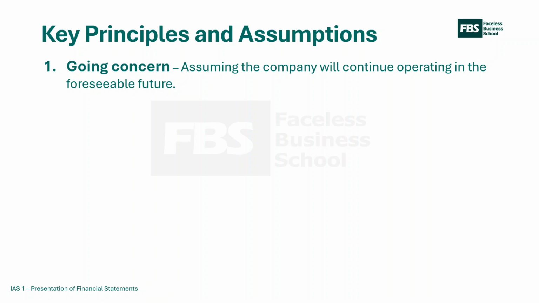IAS 1 requires management to assess an entity's ability to continue as a going concern. If management has significant concerns about the entity's ability to continue as a going concern, the uncertainties must be disclosed. If management concludes that the entity is not a going concern, the financial statements should not be prepared on a going concern basis, in which case IAS 1 requires a series of disclosures.